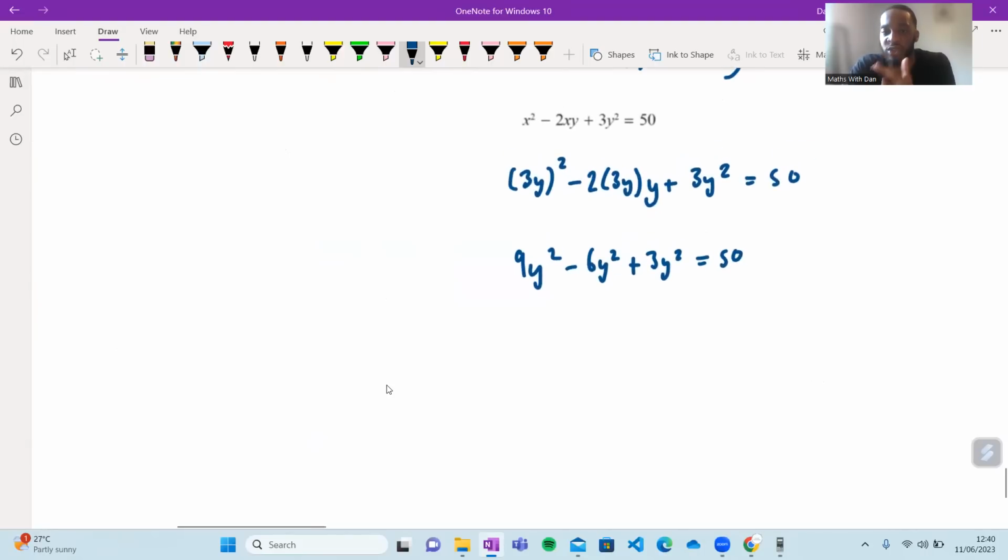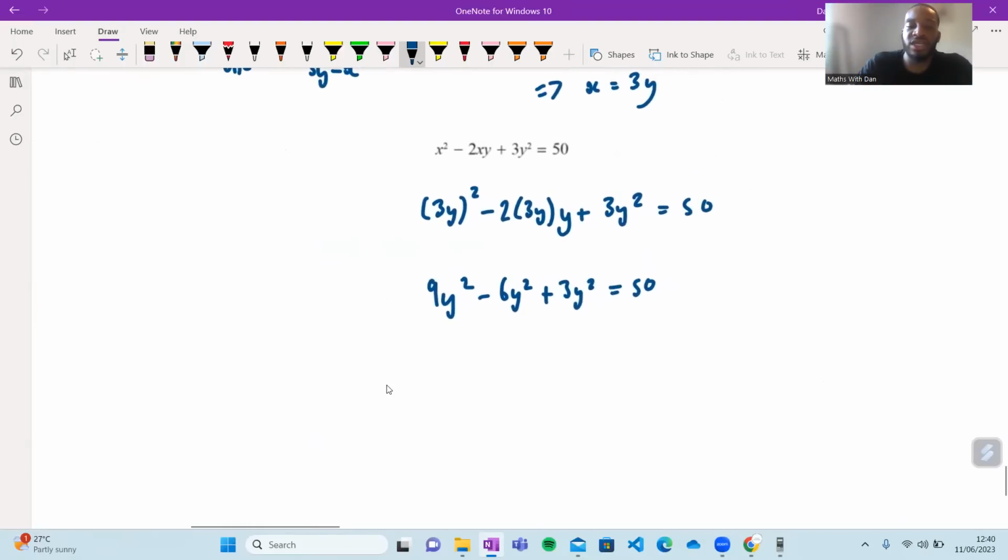I'm just going to finish this off quickly due to time. Got this here. Now this is super easy because there are not even other variables here, there are not even other terms. It's all in y squared. 9 minus 6 is 3. 3 plus 3 is 6. This is just 6y squared. This is 6y squared is equal to 50.